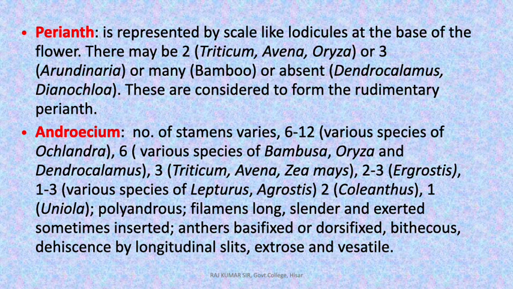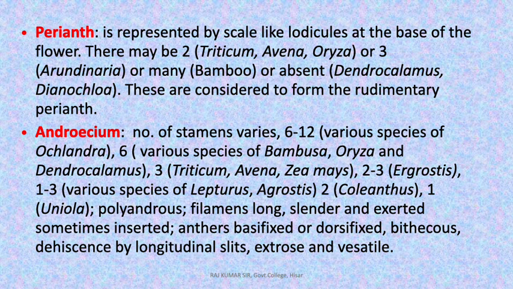6 to 12 in Ochlandra, 6 in various species of Bambusa, Oryza and Dendrocalamus. In case of Triticum, Avena and Zea, the number is 3. In Agrostis, the number is 2 to 3. 1 to 3 stamens are present in various species of Lepturus, Agrostis. 2 stamens are present in Anthoxanthum. 1 is present in Uniola. The stamens are polyandrous, that is, they are free.